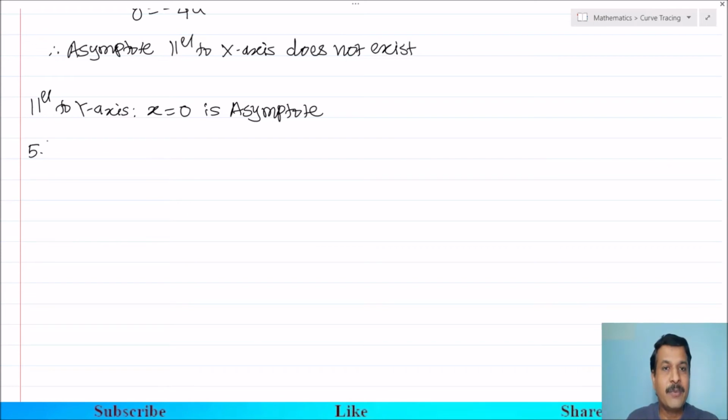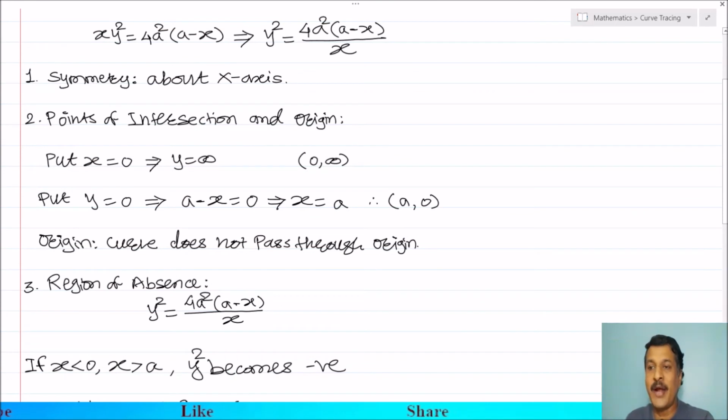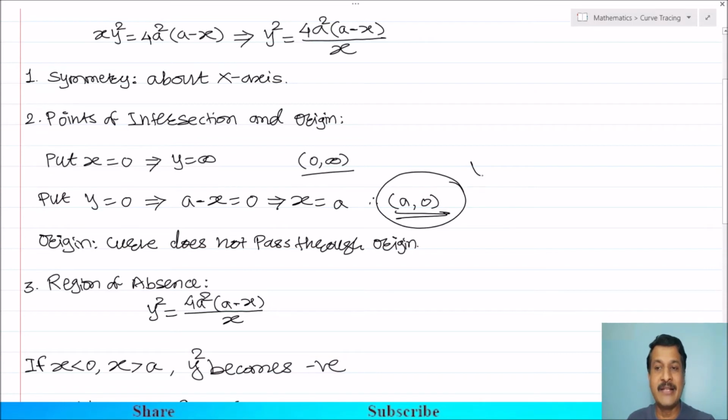Now what is the fifth point here? Tangents. So where to find tangent? We have to find tangent at points of intersection with coordinate axis or line of symmetry. So here, coordinate axis. So which are the points? 0, infinity. Okay. So here a comma 0. So here points of intersection 0, infinity and a, 0. So this is a valid a, 0. So we have to find tangent at point a, 0.